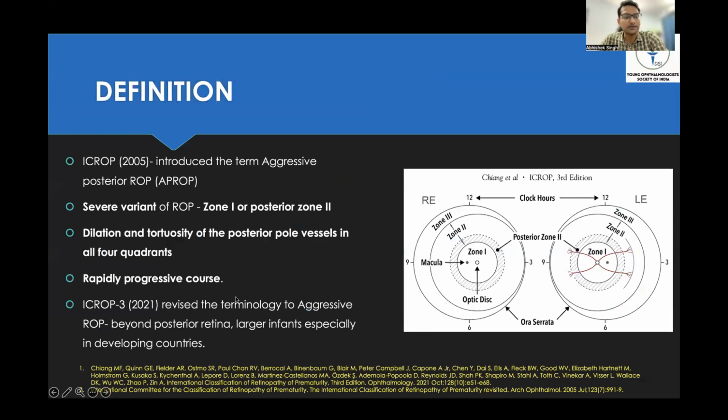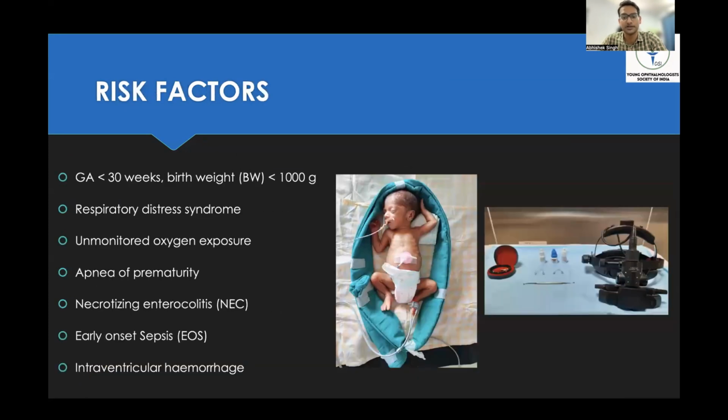The International Classification of Retinopathy of Prematurity introduced the term aggressive posterior ROP, or APROP, which is a severe variant of ROP and has a rapidly progressive course. That is, it does not usually follow the stage-wise progression of classical ROP. The third edition of ICROP revised the terminology to aggressive ROP, removing the term posterior because it could also be seen beyond the posterior retina and even in larger infants.